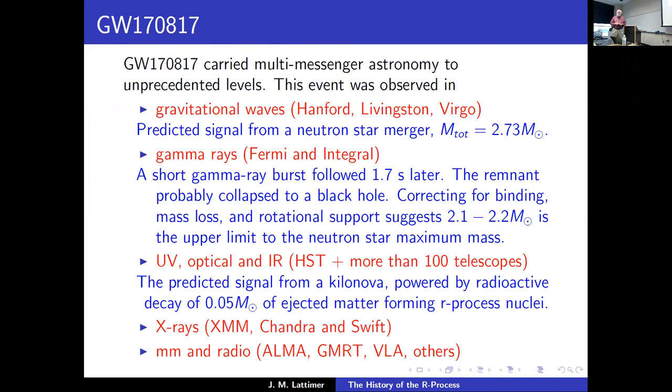If it turns out to be true, then this suggests that we understand a lot more about the high density equation of state. This is a very tight constraint on how the pressure changes with density above a few times the saturation density.